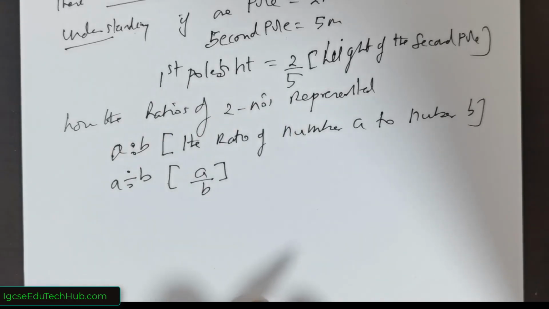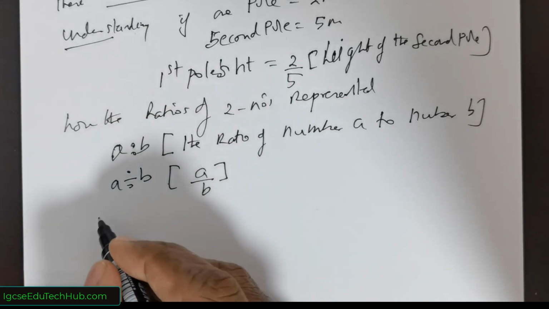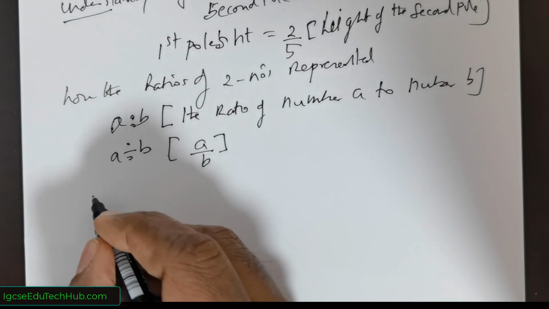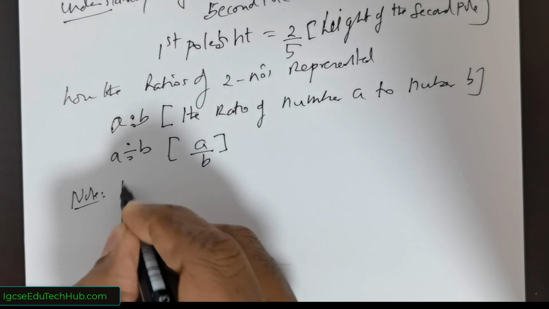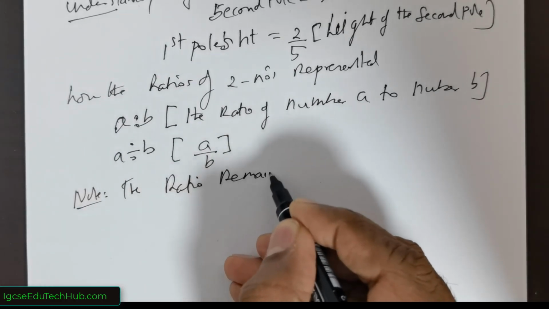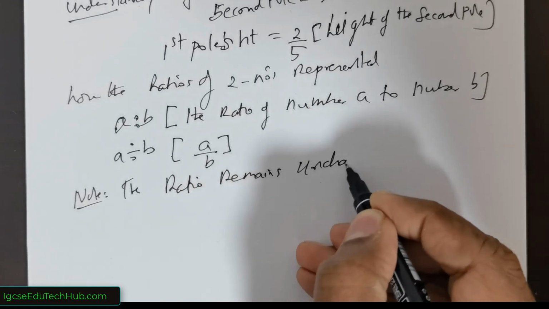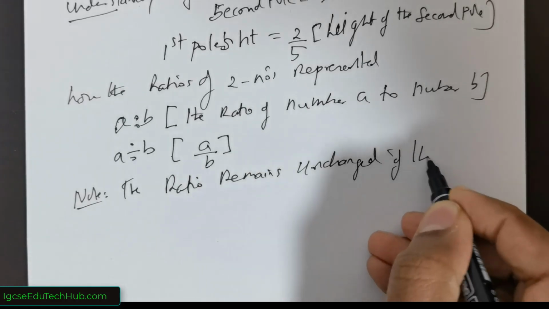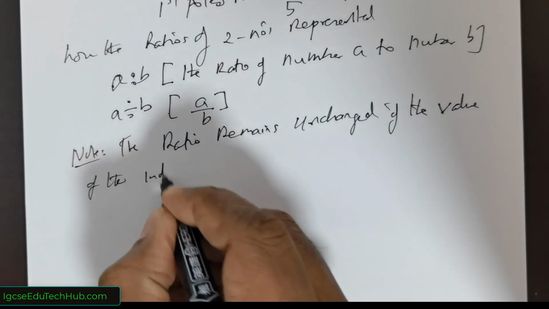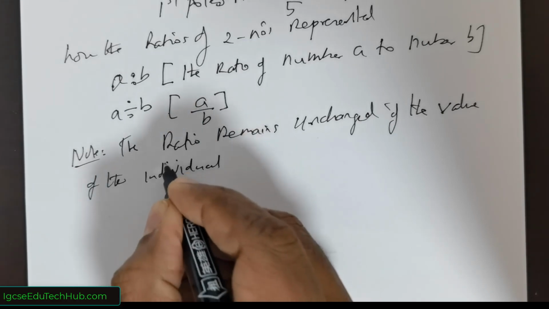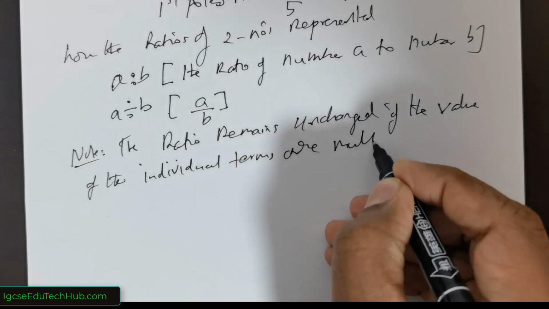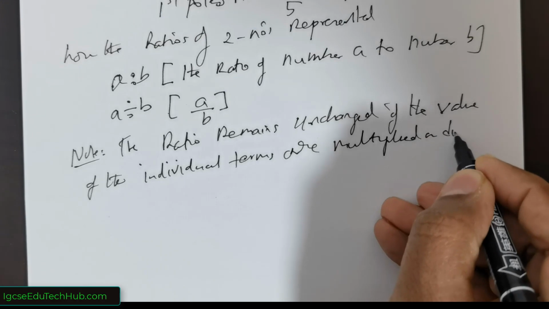Okay, so this is the brief theory. Now ratio is unchanged if the value of both the terms are multiplied or divided by the same number. It's a very important note. The ratio remains unchanged if the value of the individual terms are multiplied or divided by the same number.